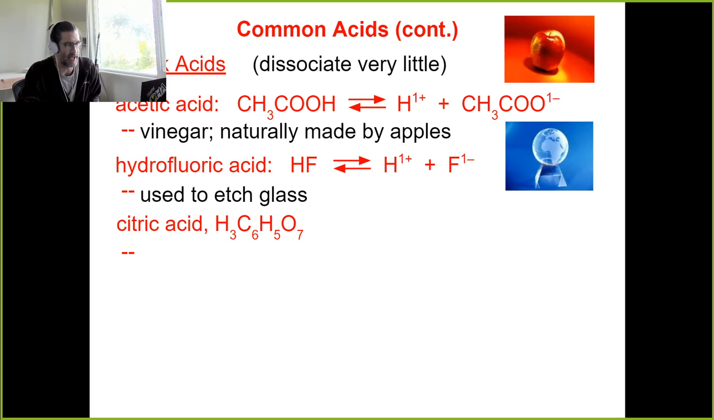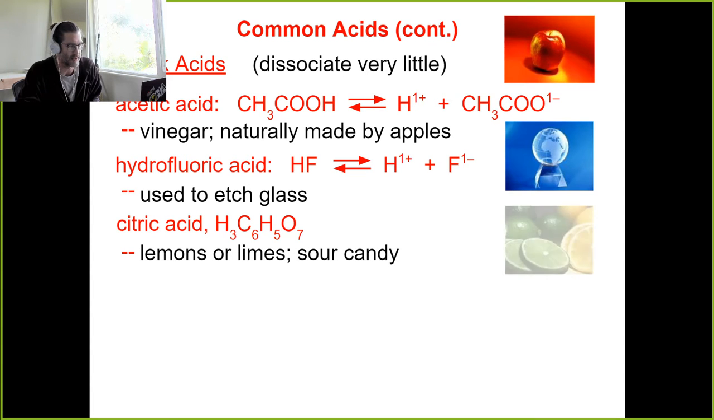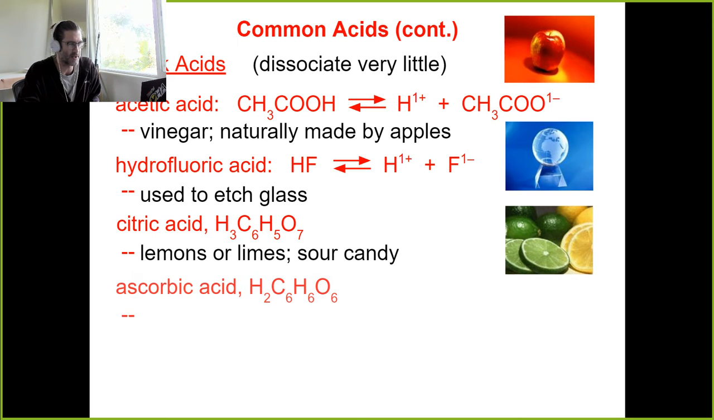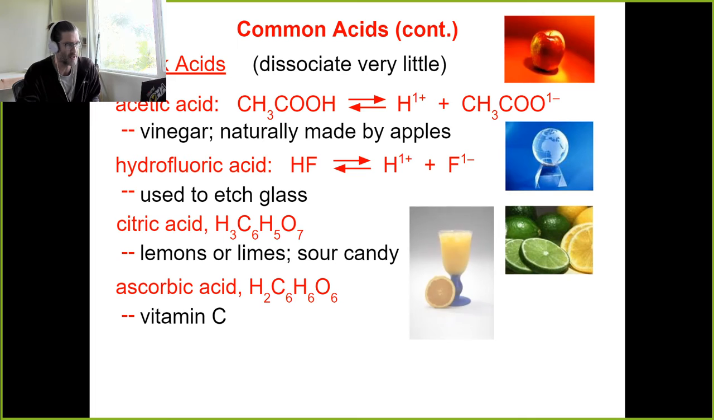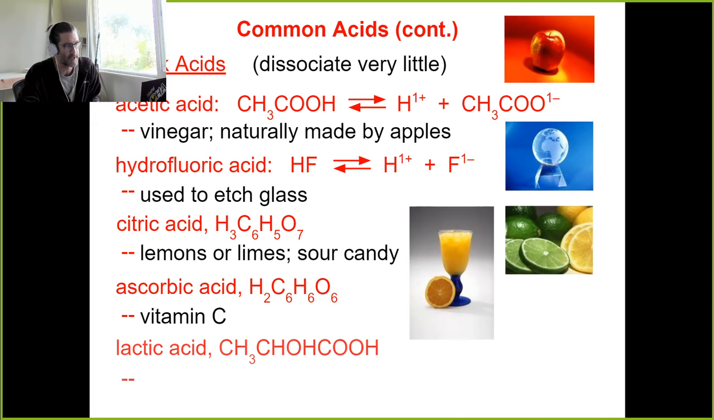Anyway, citric acid is in lemons and limes and sour candies, and then ascorbic acid is vitamin C, and we find that in citrus and also in acerola berries. That's where we get the name ascorbic acid from, acerola berry. And then we have lactic acid, which is CH3CHOHCOOH.